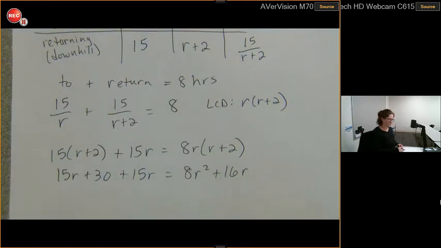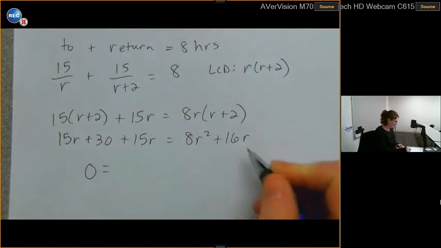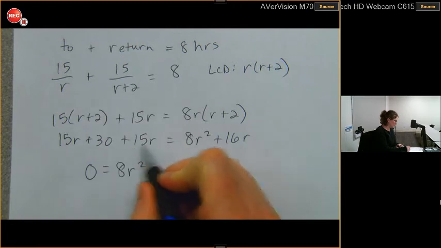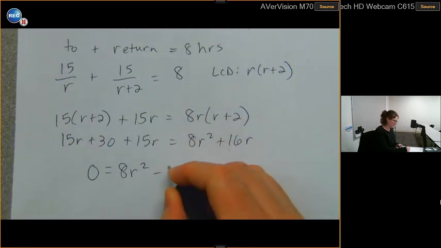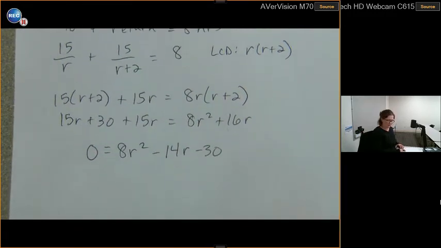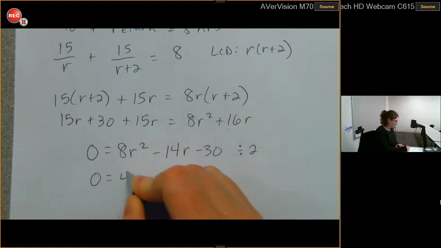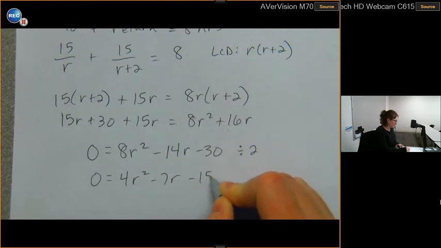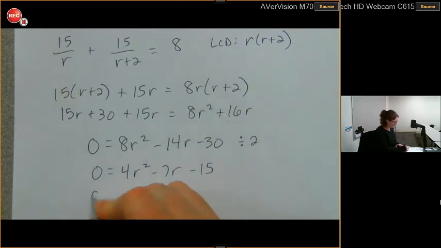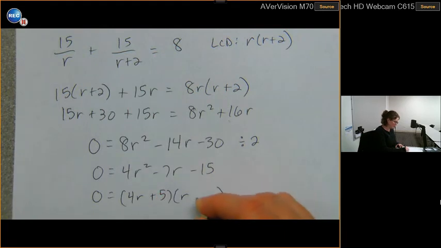Because I have a quadratic with a squared variable, I'm going to make it equal to 0. So that's 30r subtracted over and get minus 14r. Move the 30 over. Make life easier. Divide everything by 2. Factor. By trial and error, and I've already done this, so I know that it is 4r plus 5 and r minus 3.